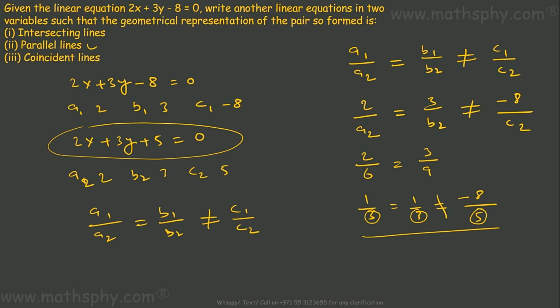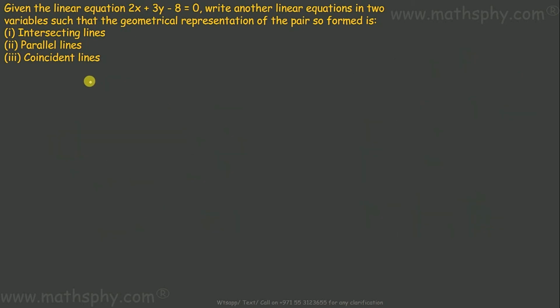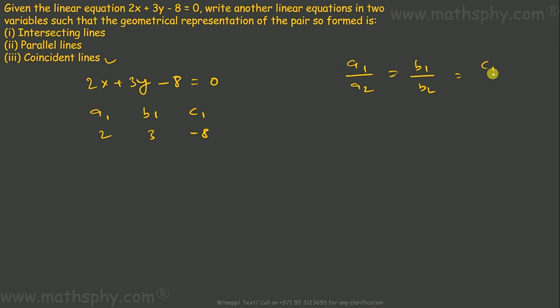Now let's look into coincident lines. Same equation, 2x plus 3y minus 8 equals 0. a1 is 2, b1 is 3, c1 is negative 8. For coincident lines, I need a1 over a2 equal to b1 over b2 equal to c1 over c2. The easiest way is, let's multiply this equation with any number. Let's say 2. So this will give me 4x plus 6y minus 16 equals 0. Means a2 is 4, b2 is 6 and c2 is negative 16.